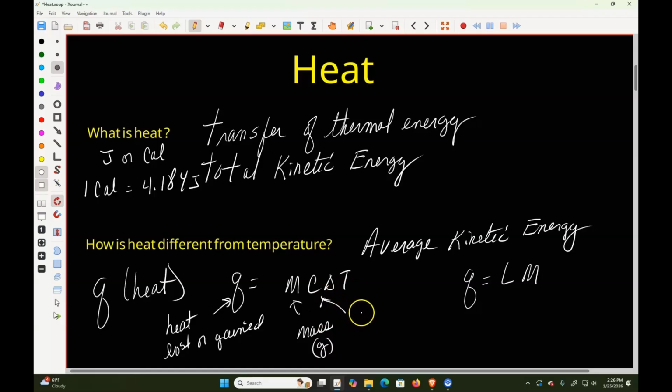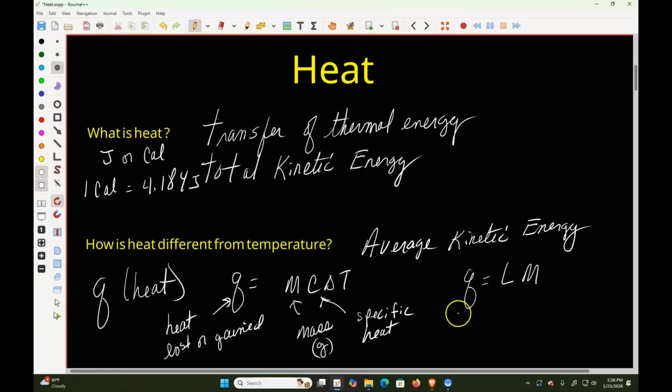C is the specific heat. Think of the specific heat as the amount of heat needed to raise the temperature of a substance. Some substances heat up more quickly than others, and each has a different specific heat. And the change in temperature will be the change in temperature in degrees Kelvin.